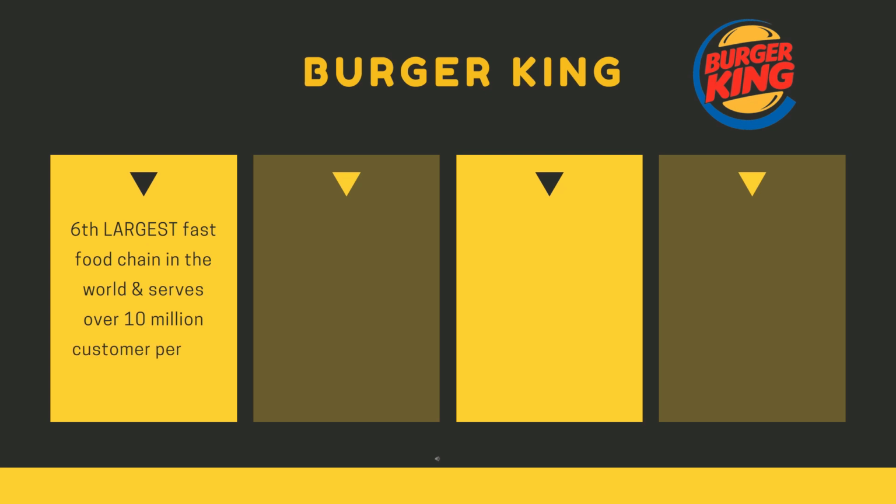Burger King has 18,838 stores spread across about 100 countries worldwide. It is the 6th largest fast food chain in the world and serve over 10 million customers per day. The chain's strong global presence is undeniably a major strength.